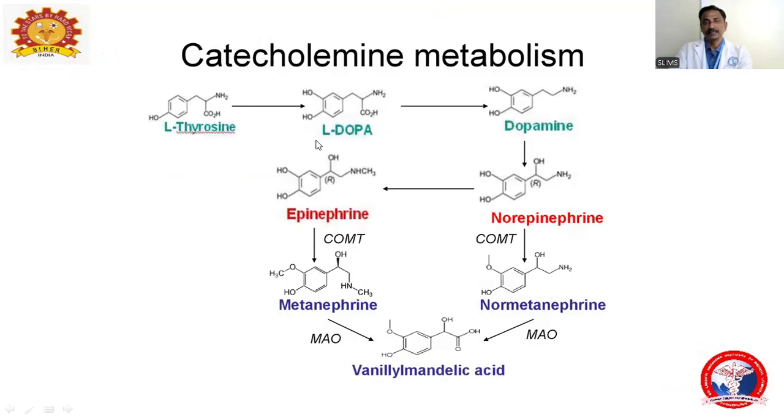And this is the synthetic pathway of adrenaline, noradrenaline, that is epinephrine, norepinephrine. Tyrosine is converted by tyrosine hydroxylase enzyme to form L-DOPA. L-DOPA is again decarboxylated by dopa decarboxylase enzyme to form dopamine. Dopamine is converted to norepinephrine, which is again converted to epinephrine. Epinephrine is metabolized to form metanephrine, and norepinephrine is metabolized to form normetanephrine. From both metanephrine and normetanephrine, we get vanillylmandelic acid, which is excreted in urine.